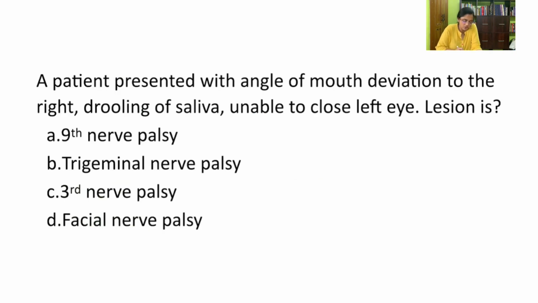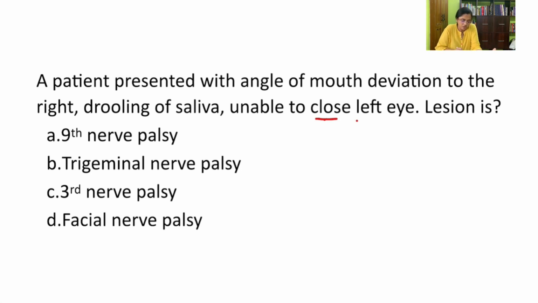Coming to the next question, which is also very simple. A patient presented with deviation of angle of mouth to right, drooling of saliva, unable to close left eye. So where is the lesion? Obviously he is having facial nerve palsy, and which side is affected? Obviously the left side. He is not able to close the left eye, and his mouth is deviating to the right because his right side is functioning normally. So he is having left facial nerve palsy.